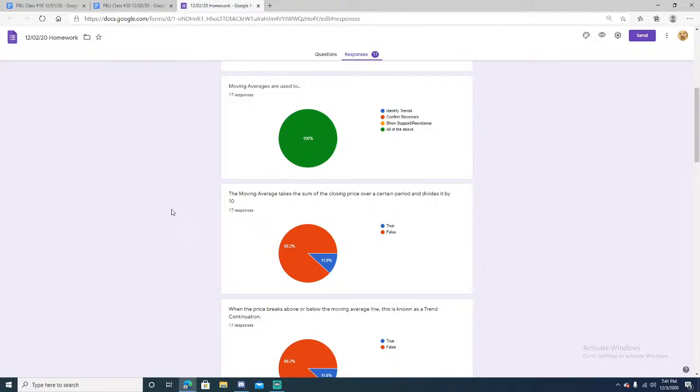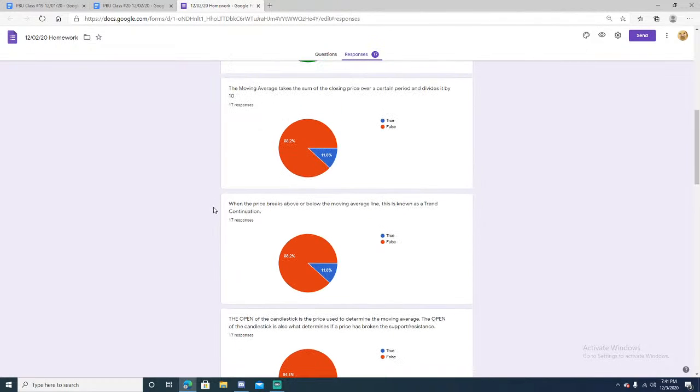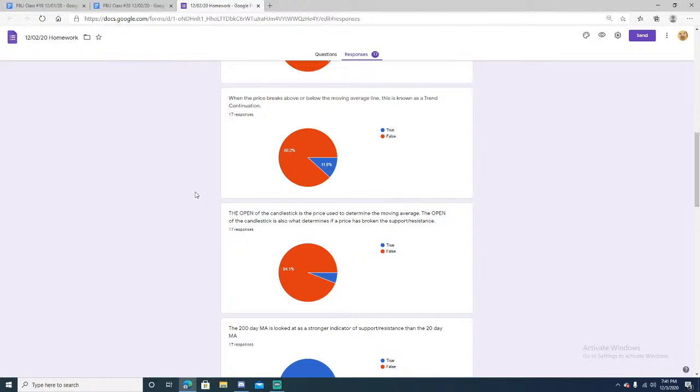The moving average takes a sum of the closing price over a certain period and divides it by 10, and that is false. The moving average takes a sum of the closing price over a certain period and divides it by whatever that certain period is. So let's say you're looking at the 10-day moving average, then it would be 10. If you're doing the 20-day moving average, then it's taking the sum of the closing price of the 20 days and dividing it by 20. So this 10 is the reason why that's not correct. It depends on what your settings are and which moving average you're looking at.